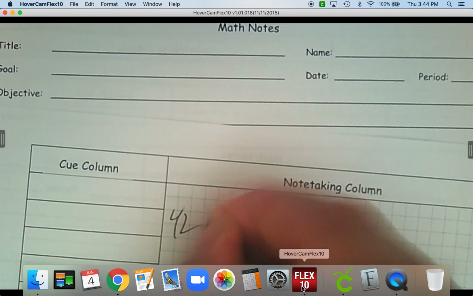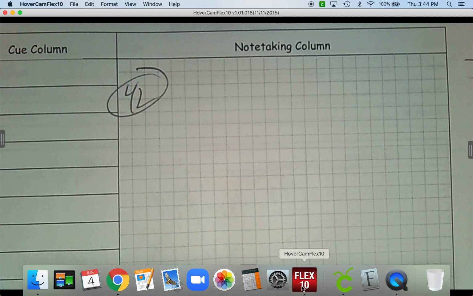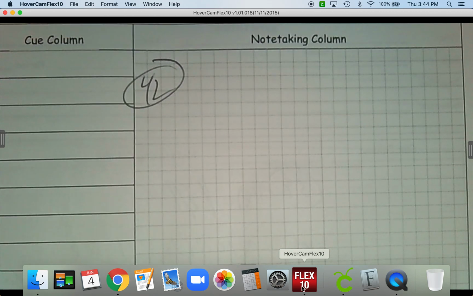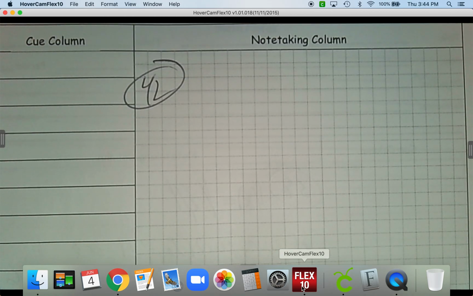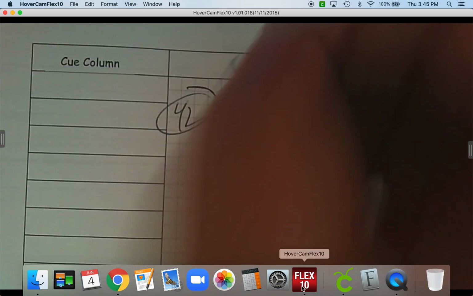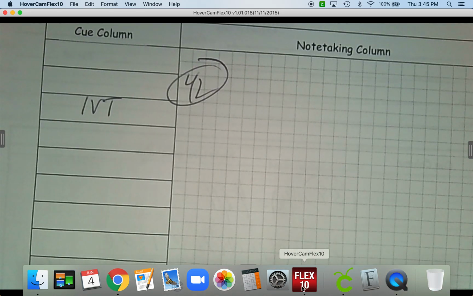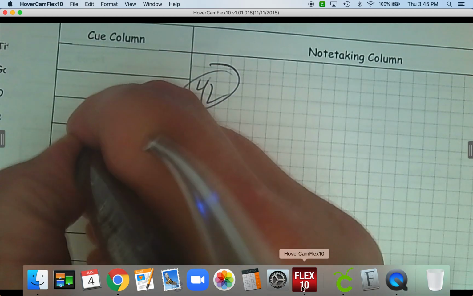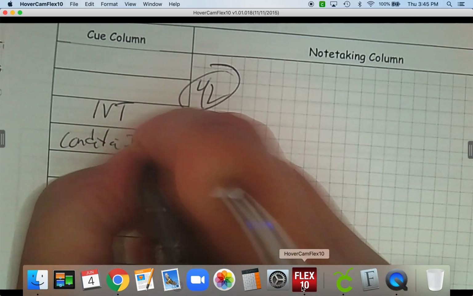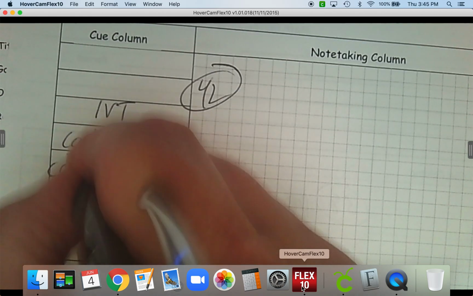42. Now, these questions have to do with the intermediate value theorem, or IVT. Now, IVT says this. There are 2 conditions. Condition 1, continuous through the interval.